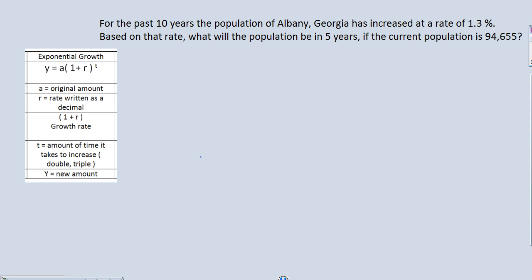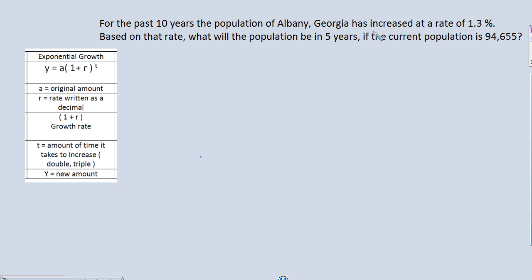Alright, here's a quick video on exponential growth. So we start off here, and first we have to identify how we know it's exponential growth. It's not as straightforward as when you see compounded monthly, daily, or compounded continuously, so it is a little bit trickier to find it.